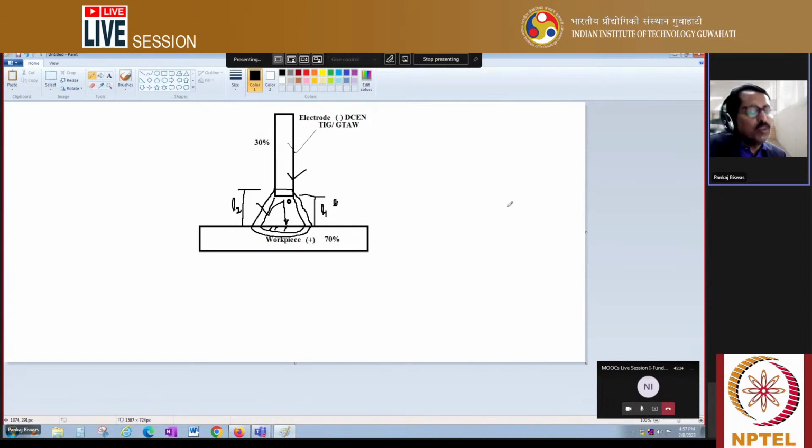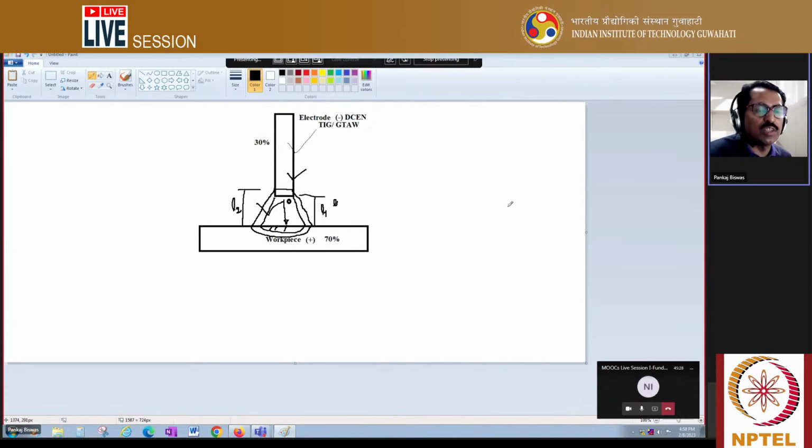So if your electron velocity increases for a particular welding voltage, if you increase the current, then what happens? There generally occurs more penetration. You can say depth of penetration. That means if you increase the current, your weld penetration depth will increase. What I am telling, understand?